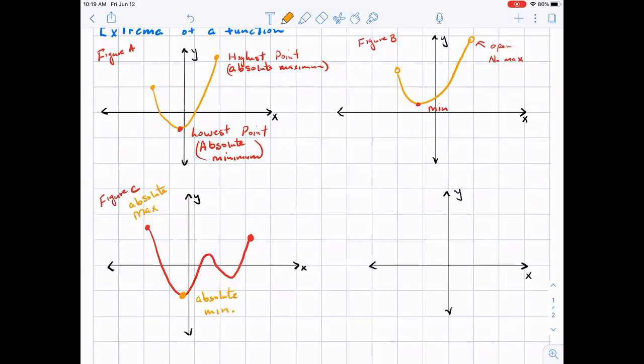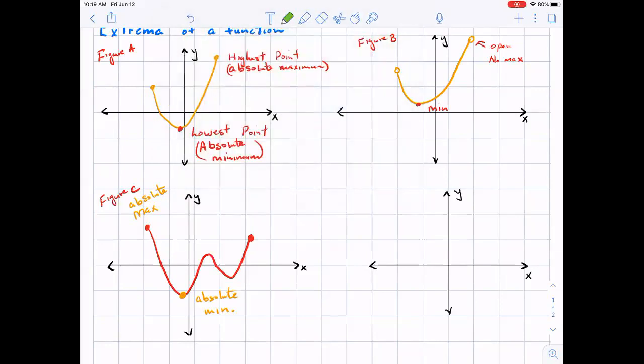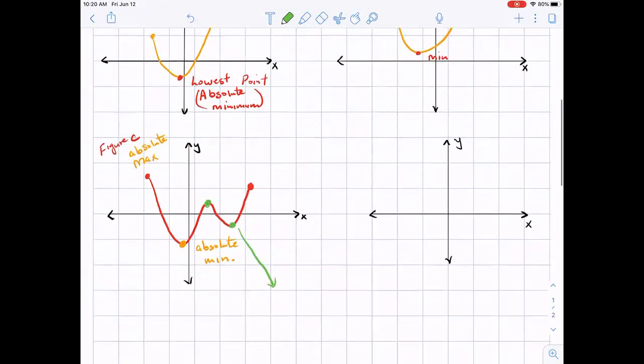Now there's some other points. If you notice, there's some other points on this graph. There's a point here. There's a point here. Now there's something else for this point. This point here is known as a relative minimum.